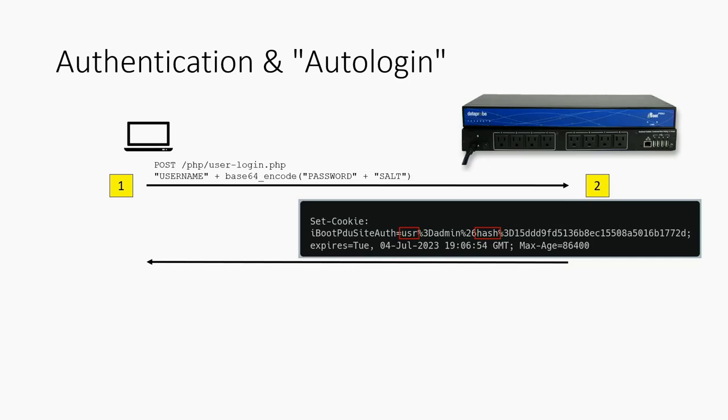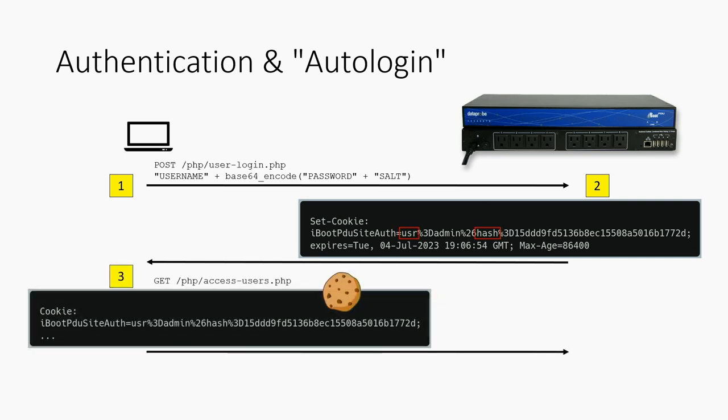ibootpdusiteauth, which is just a URL encoded string that has two parameters. One is USR, which in this case actually is an abbreviation for user, and an MD5 hash of the corresponding password. So for any subsequent request made to one of those privileged web pages, the client will include this cookie, and the device will then verify that those credentials are valid, and assuming that they are, restricted content is returned.